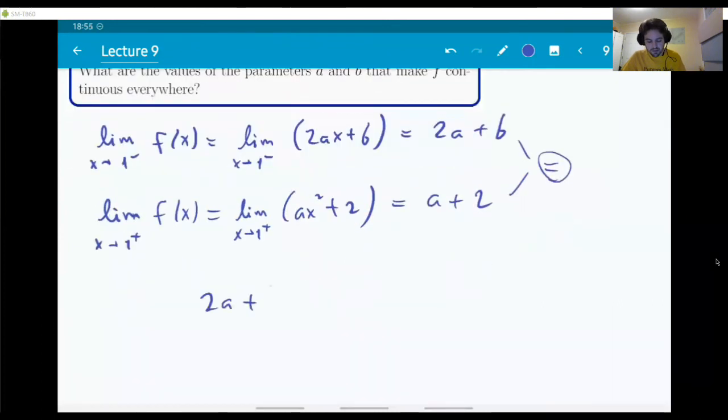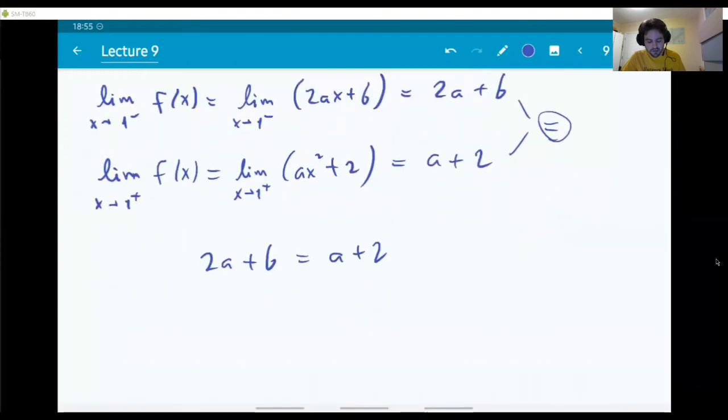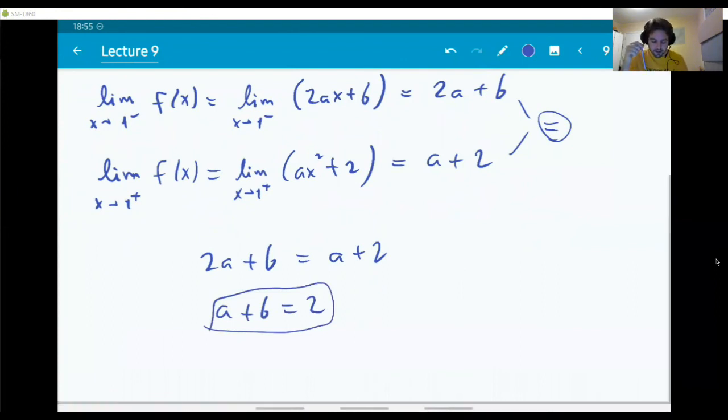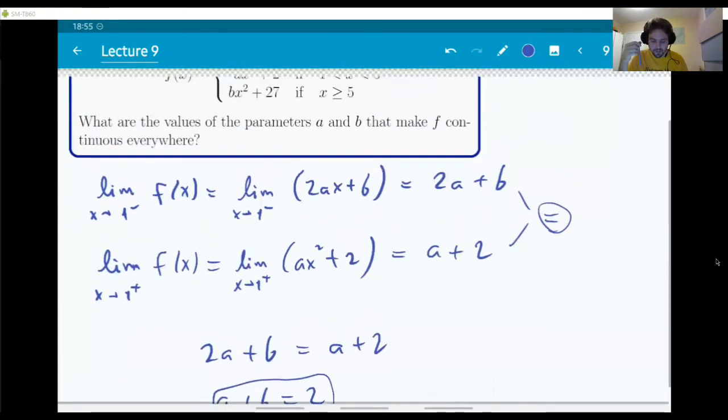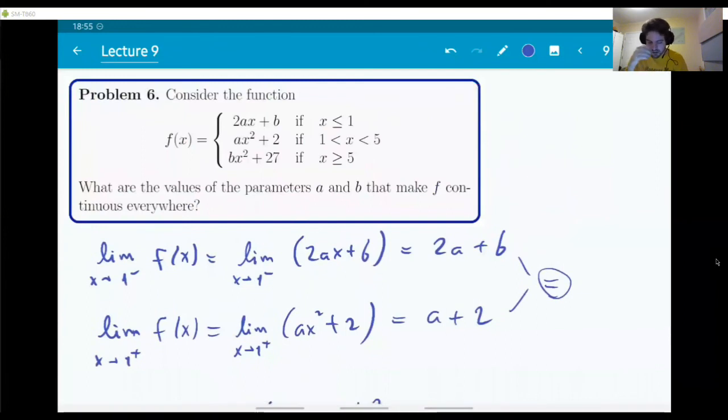By setting them equal to each other, you have an equation that relates them. We can simplify this to a plus b equals 2. That's a relationship between a and b. We cannot find a and b just from here. It's one equation for two parameters. We're going to need some other equation if we want to find them. But we know how to get it. It's the same principle now at the other two pieces, and the number 5, which is where they switch roles.